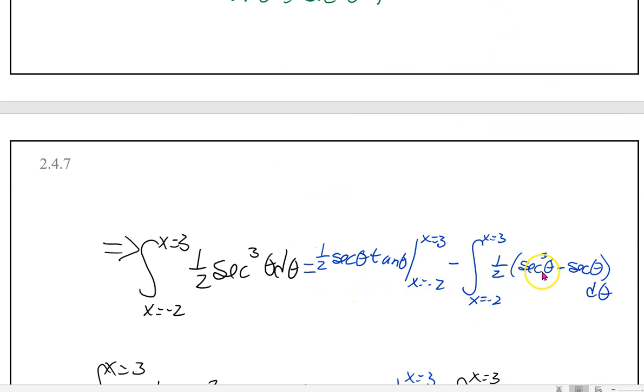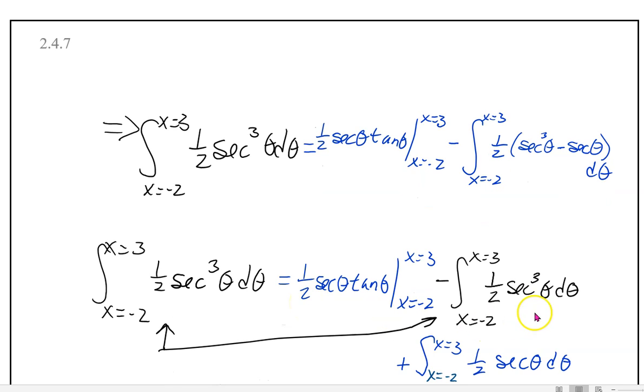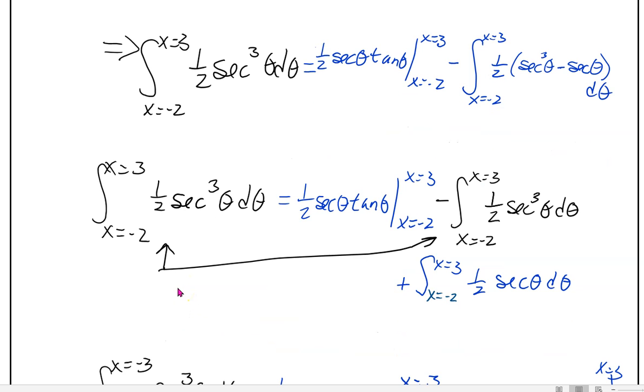By replacing that value in here, we end up with this expression here, that 1/2 secant cubed of theta is equal to 1/2 secant theta tangent theta between the x limits of integration minus 1/2 secant cubed theta minus secant theta d theta. When we distribute, notice that we get another secant cubed of theta, which can be added to the 1/2 secant cubed theta on the left. This is a typical trig integral.